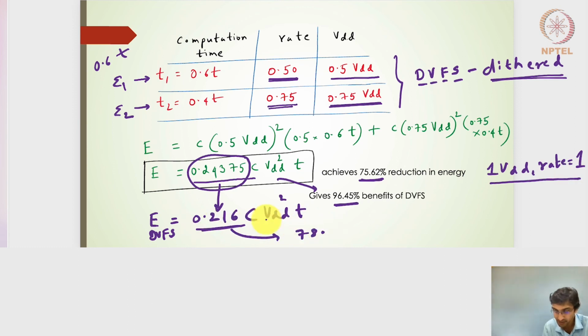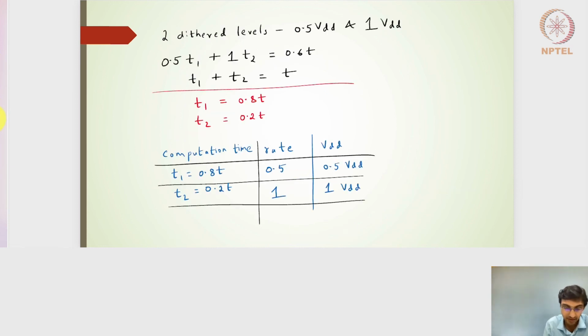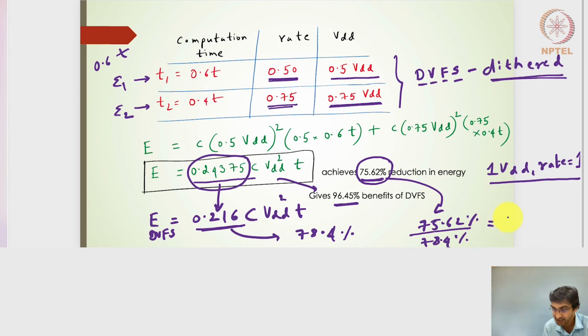Let me have a quick look at it. So it gave me 78.4%, and this one is giving me 75.62%. So if I compare 75.62% with that of 78.4%, it is actually giving me 96%. So although this is a deterred DVFS technique, this particular energy term is giving the benefit of almost 96.45% of what we can achieve in DVFS.